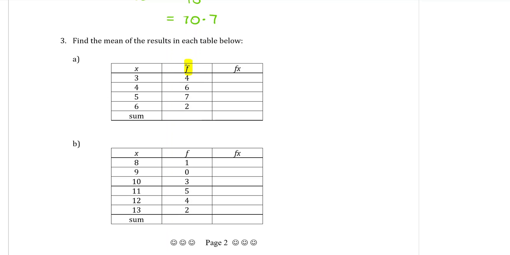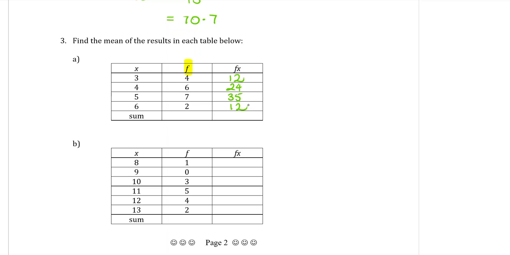So to do the mean from a table, we introduce a third column, which we call the FX column. F is for frequency, X is the score. Okay, so instead of going 3 plus 3 plus 3 plus 3 4 times, it just means 3 times 4 is 12. And you put the 12 in there. Then you do 4 times 6, which is 24. Then you do 5 times 7, which is 35, and 6 times 2, which is 12. Okay, so it's a faster way of adding them up.